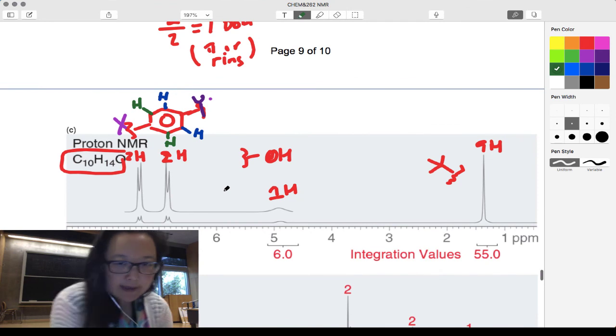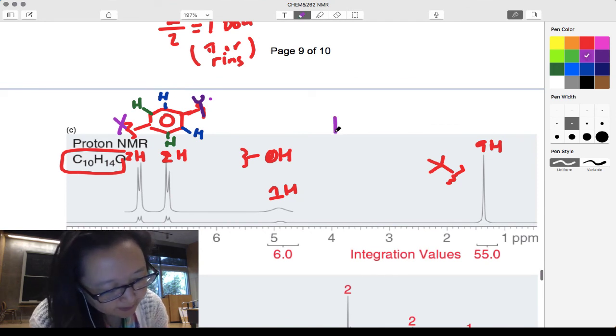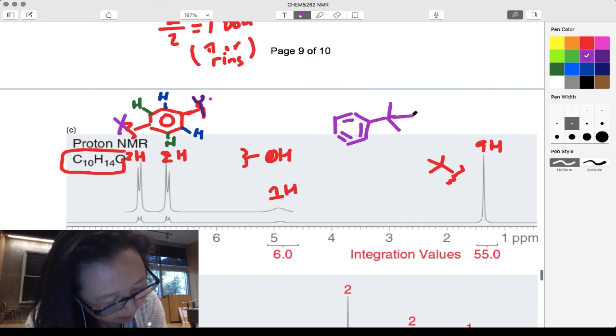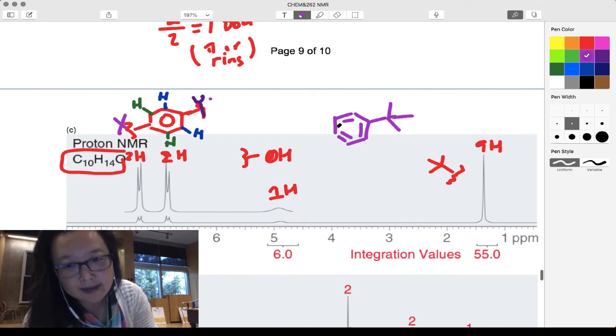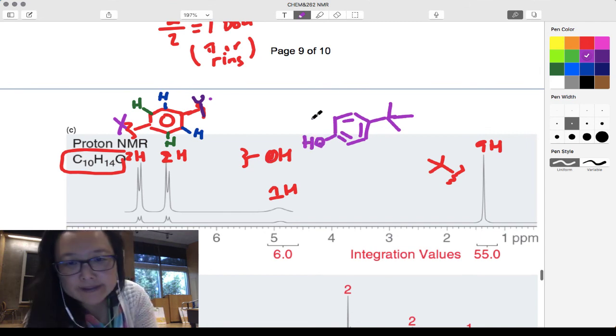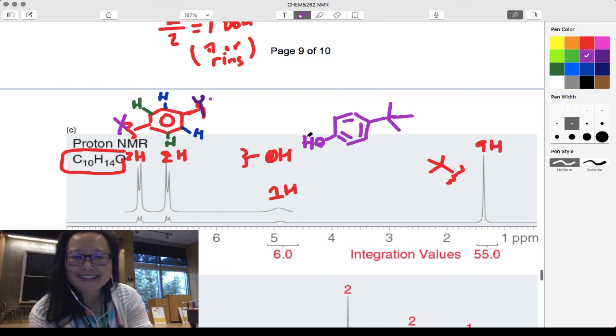Okay, so I think we can get it from here because we have 10 carbons. I don't even have to do degree of unsaturation. I know I have a benzene ring, so I'm going to go ahead and start with that. And I know I've got this tert-butyl group, 1, 2, 3, 4. So 4 carbons plus 6 carbons is 10 carbons. And then I know I have an OH group. And if I just count all my hydrogens to make sure, 4 hydrogens in the ring, and then 9 hydrogens here, then I only have 1 hydrogen left. There you go. Sometimes that just works out really easily.